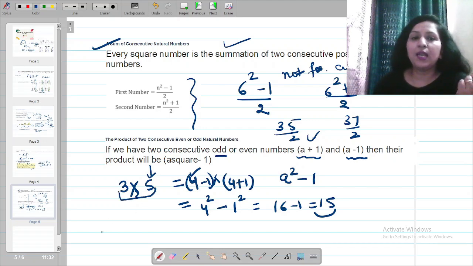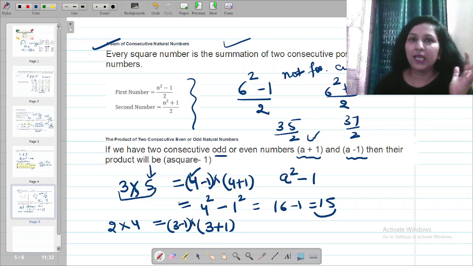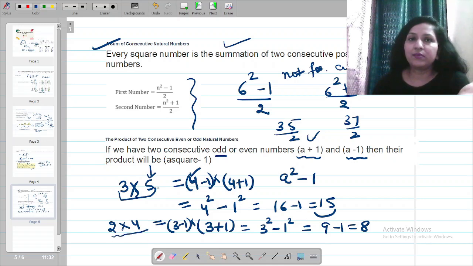Once again, I'm taking two consecutive even numbers, now 2 and 4. 4 can be written as 3 plus 1 and 2 can be written as 3 minus 1. We have split it in a plus 1, a minus 1. Now, bigger number square minus smaller number square. 3 square is 9 minus 1. Your answer is 8. It's here. Okay. So, in this manner, you can find the product of the two numbers.